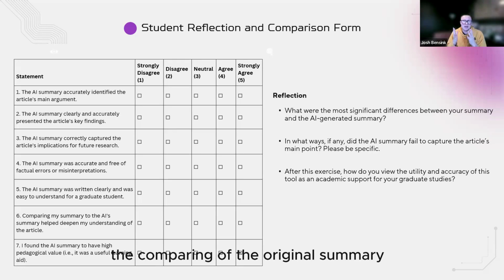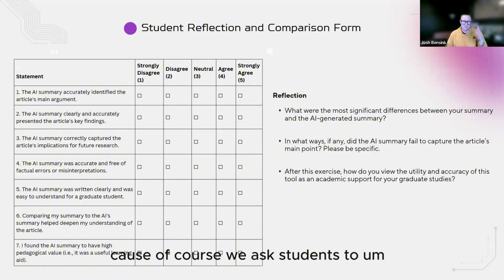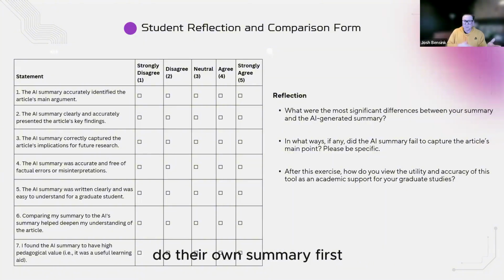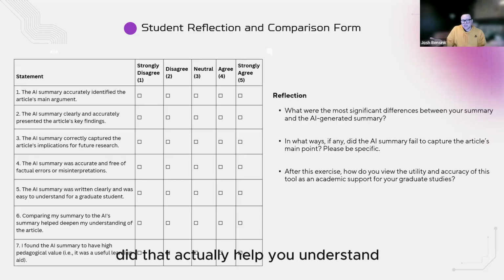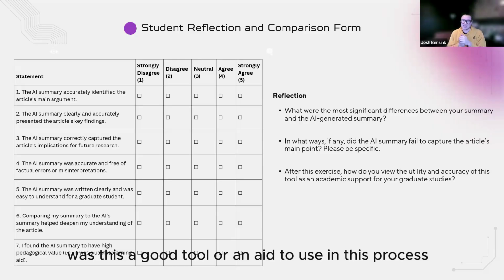We also asked about comparing the original summary to the AI generated summary, and if that helped deepen understanding of the article. Because, of course, we asked students to do their own summary first before they use Google Gemini to create another summary. So we're really trying to figure out, did that actually help you understand, or was this just an extra step in the process? And then also, did it have high pedagogical value, right? So was it useful in the learning that you had for a specific intervention class, whatever it might be? Was this a good tool or an aid to use in this process?